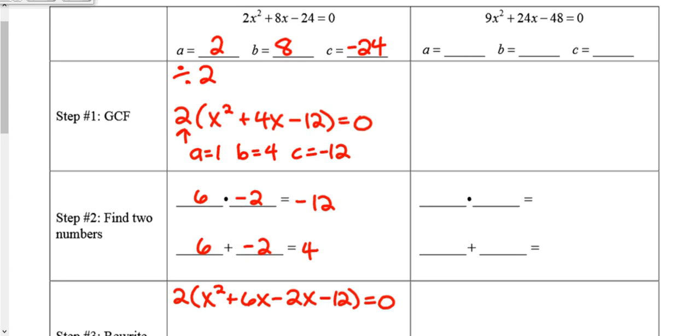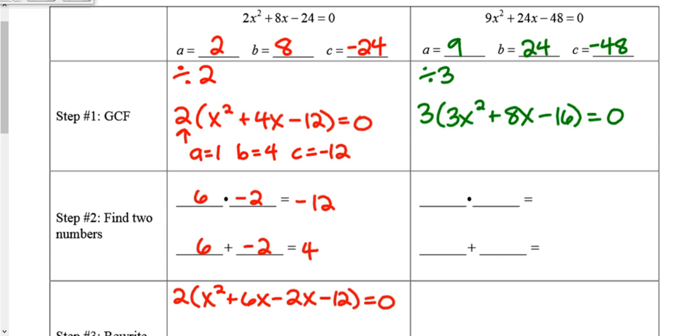On our next one, our A, B, and C values are 9, 24, and 48. If you think about a GCF, all of those numbers are divisible by 3. So I'm going to divide it all by 3, which means I put a 3 on the outside of parentheses. That would leave me with a 3x squared plus 8x minus 16. And so now I have a new A, B, and C value. A is 3, B is 8, and C is negative 16.